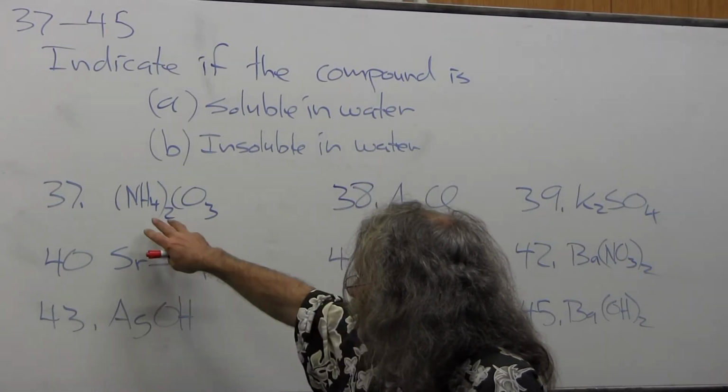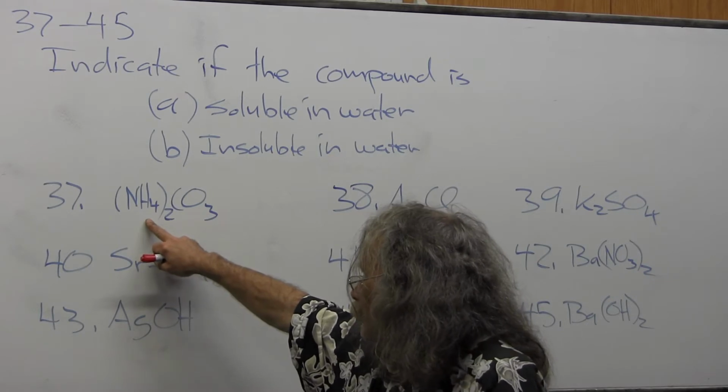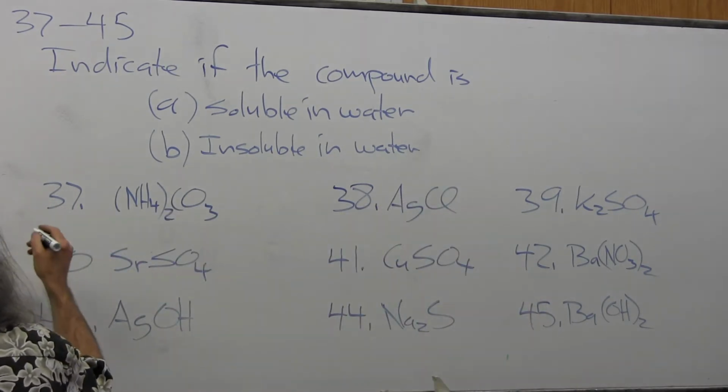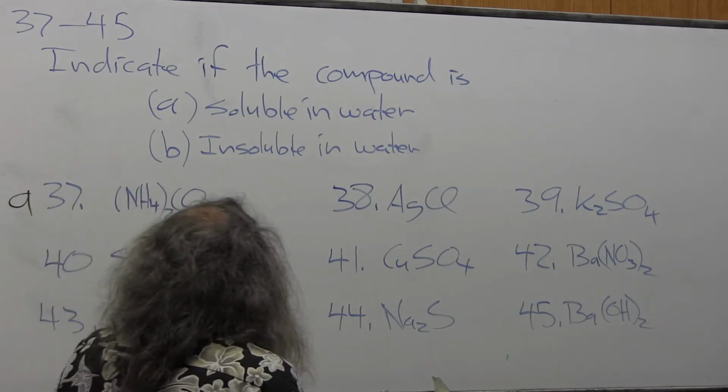Number 37 is ammonium carbonate. Rule number 1, all ammonium salts are soluble. So I don't care what the carbonate is, what the anion is. So this is an A for 37.